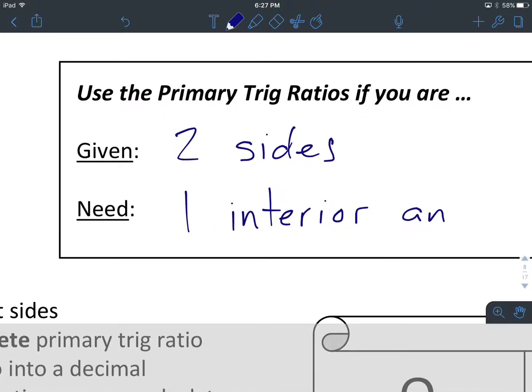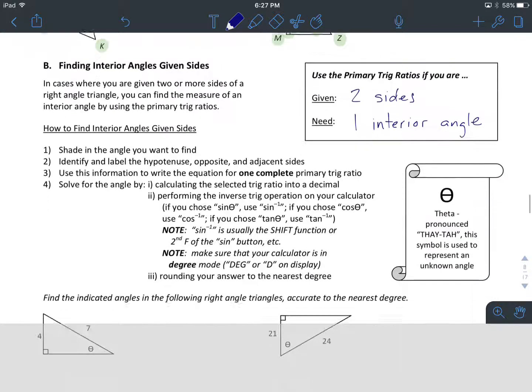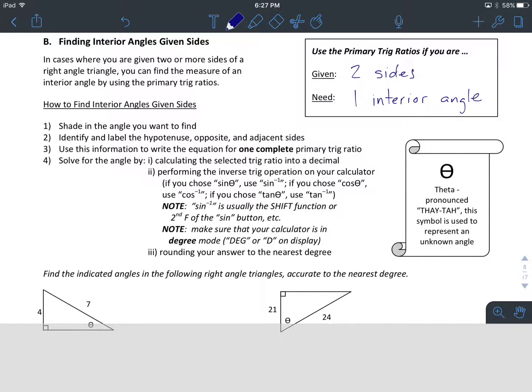Now to do this, we need to recall what we learned in the last lesson about primary trig ratios. There's an extended explanation here in the note on how to find an interior angle given sides. That's a reference here for you. I'm going to talk you through it and show you how to do it.